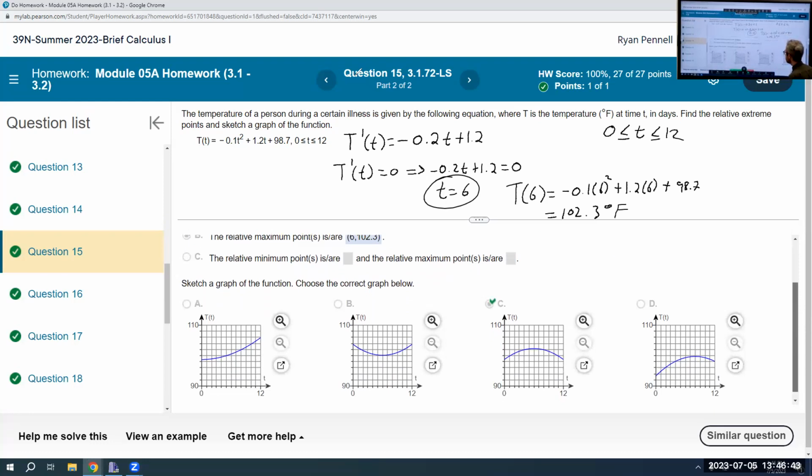Part 2, sketch the graph of the function. You can just plug that into a graphing calculator if you choose. I knew it was an upside down parabola, so not too big of a deal. Any questions on how I'm getting this?